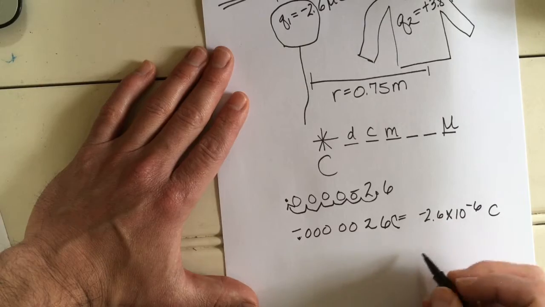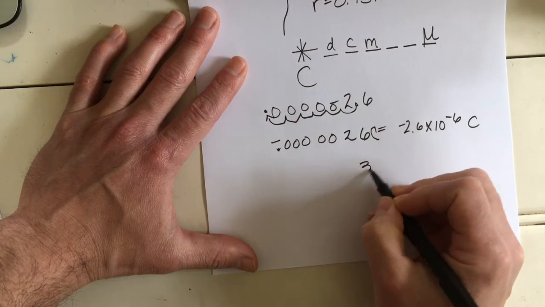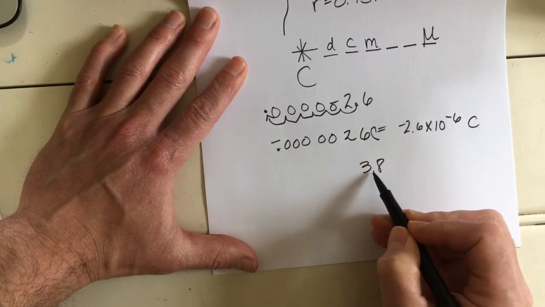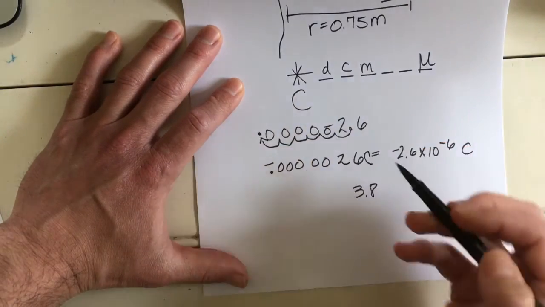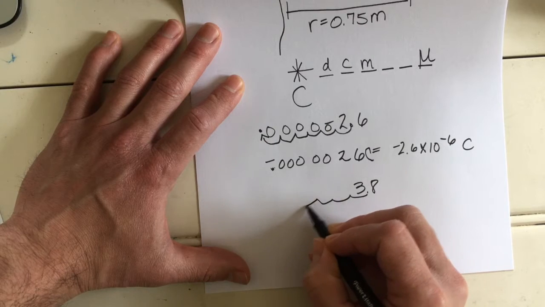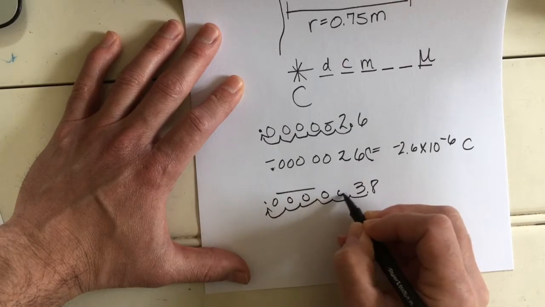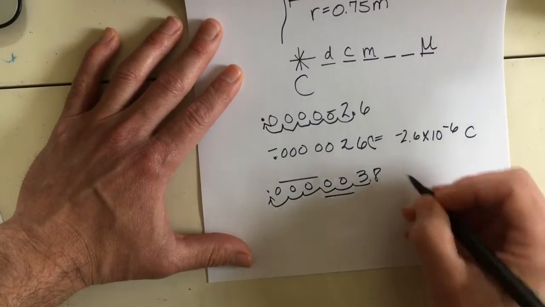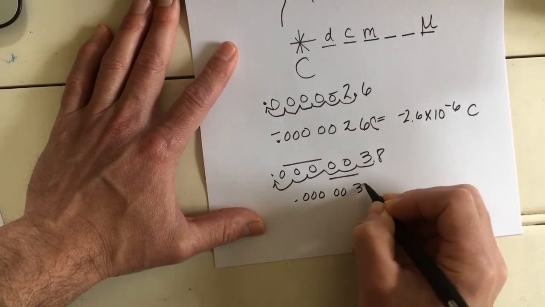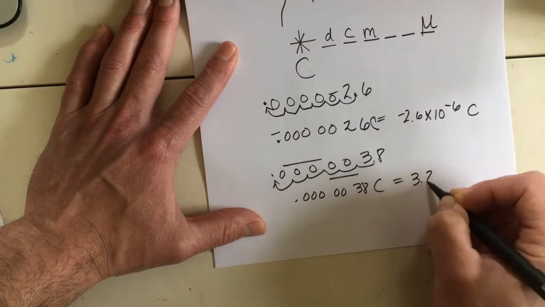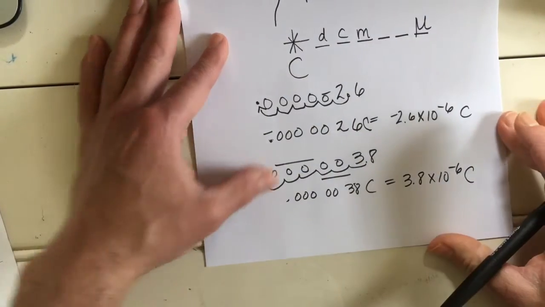3.8 would be, if I do that one more time, starting at 3.8 microcoulombs, moving it from micro all the way over to coulombs, 1, 2, 3, 4, 5, 6 to the left. And you can see, once again, I'm going to tack on 5 zeros, 2 there, and then 3, 8. So this would equal 0.00000038 coulombs, or 3.8 times 10 to the negative 6 coulombs. All right, so that's where I got those two charges from.